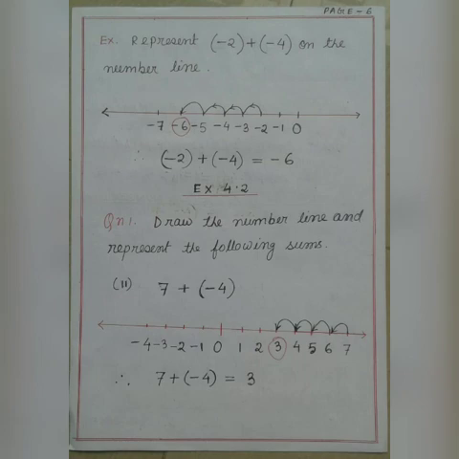Now let us check some examples from exercise 4.2. Question number 1. Draw the number line and represent the following sums. Number 2. 7 plus minus 4. I have drawn the number line. From 7, I have to move 4 steps towards left. So from 7, if I move 4 steps towards left, I reach at integer 3. So 7 plus minus 4 is equal to 3.